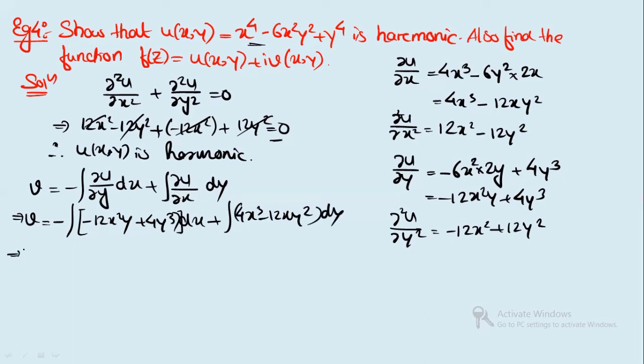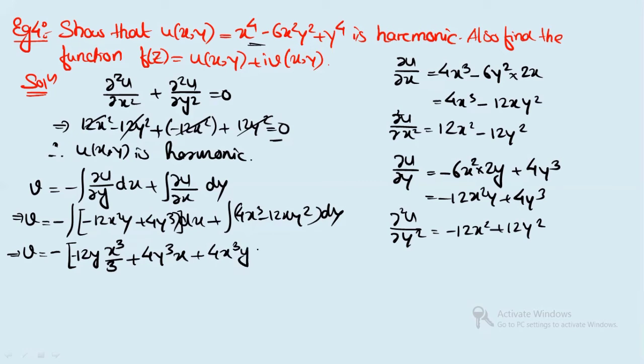Okay. So now let's do it. Minus sign I'm keeping outside. So this will give you dx, right? So minus 12y is constant, x square dx will give you x cube by 3. Clear? Plus 4y cube is constant. Integration of dx is x. Similarly, if you see the next term, 4x cube is constant. Integration of dy is y.